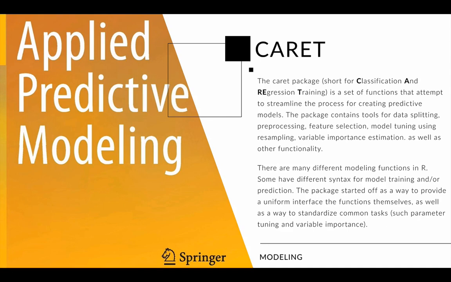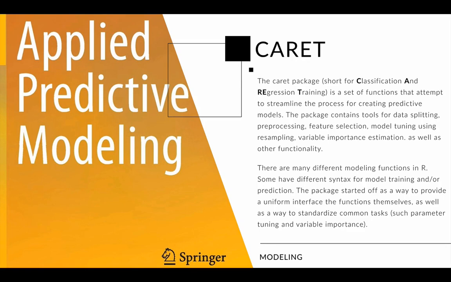is a set of functions that attempt to streamline the process for creating predictive models. The package contains tools for data splitting, pre-processing, feature selection, model tuning using resampling, variable importance estimation, as well as much other functionality. There are many different modeling functions in R. Some have different syntax for model training and/or prediction. The APIs for, for example, glmnet and random forests are different.